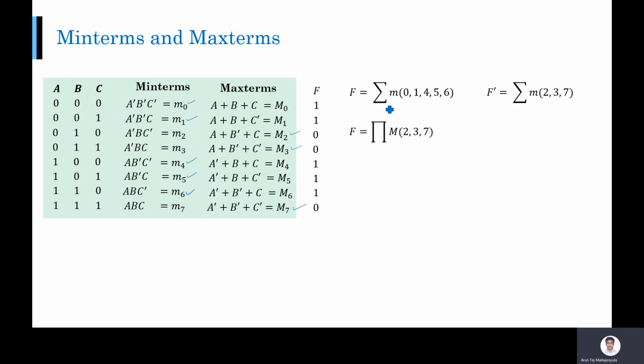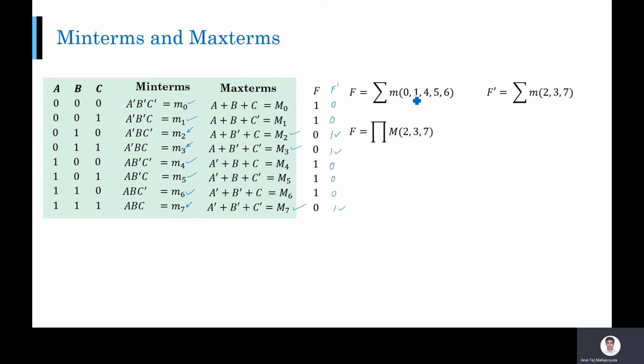Now, it is also easy to see that if f is equal to 1 for the sum of these combinations, f is equal to 0 for the other ones, right? So if I write the function f dash, it will be 0, 0, 1, 1, 0, 0, 0, 1, right? And therefore, f dash is equal to 1 for those minterms which were 0 otherwise, right? So, f dash is equal to 1 for m2 plus m3 plus m7.